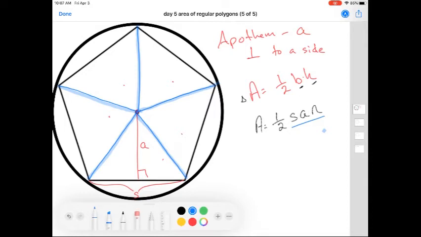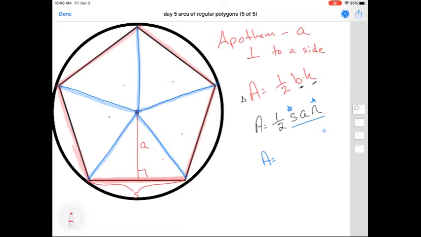If you notice, when we multiply s and n, or side times the number of sides, what is that giving us? s represents the side length of my triangle, and n represents the number of sides. So if I multiply s times the number of sides, it outlines the shape of my pentagon or regular polygon. When we get the outline of the polygon, it's really giving us the perimeter.